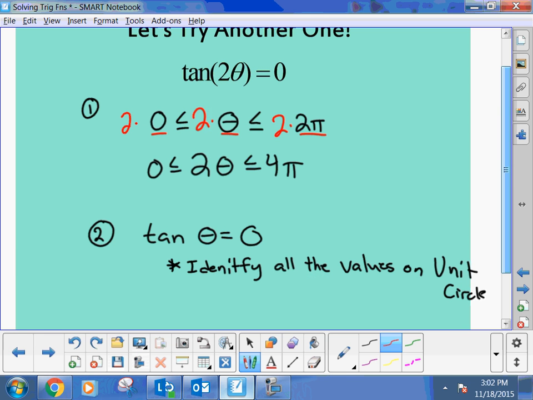But that's a good question. That's how you know where to go. How far or how many times to go or where. Because sometimes, see, we went twice over. Sometimes we're going to be asked to go only part of the unit circle.